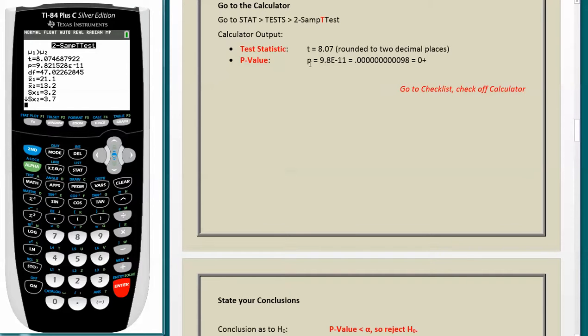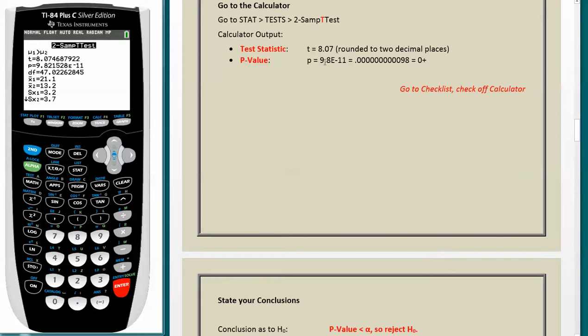And here we get our test statistic and our p-value. Those are really the only two things that we care about. So here's our test statistic, and again, because it's a t distribution, our test statistic is a t-value, 8.07, rounded to 2 decimal places. And here's our p-value, 9.8 e to the negative 11.